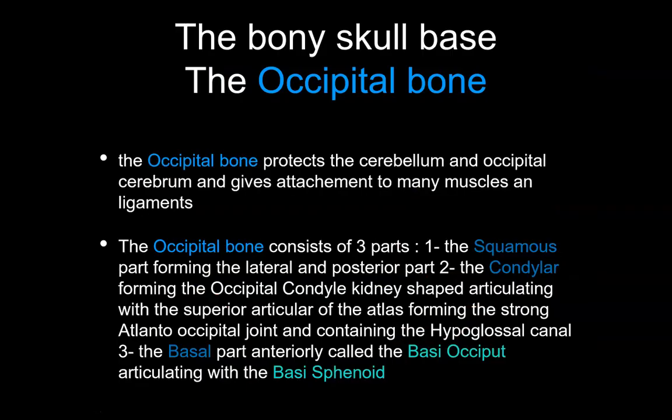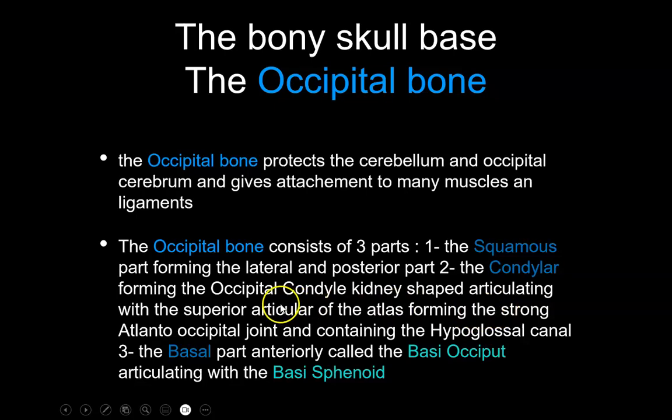Occipital bone, posterior fossa, protecting the cerebellum and occipital cerebrum, giving attachment, insertion to many muscles and ligaments. The occipital bone consists of three parts: the squamous part forming the lateral and posterior part, and the condylar part, which is the occipital condyle. You all know about it, kidney-shaped, articulating with the superior articular surface of the atlas, forming a very, very strong atlanto-occipital joint and containing the hypoglossal canal.